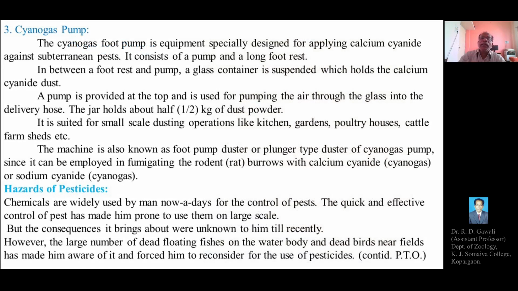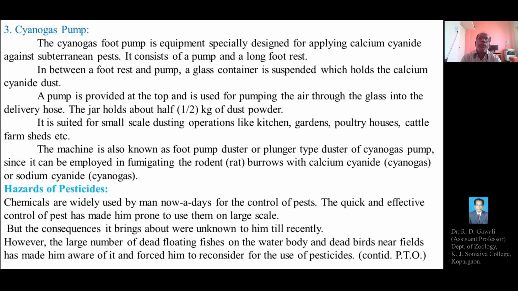Then we'll explain regarding the various components or the structure of the cyanogas pump. The cyanogas foot pump is the equipment which is operated with the use of feet. So in the base it is provided with a paddle, and that can be operated with the foot. So cyanogas foot pump is equipment specially designed for applying calcium cyanide. It is a fumigant against subterranean pest.